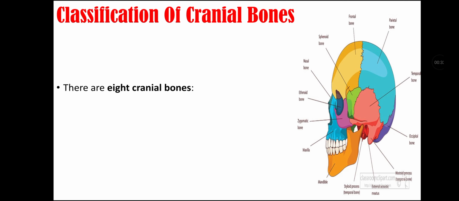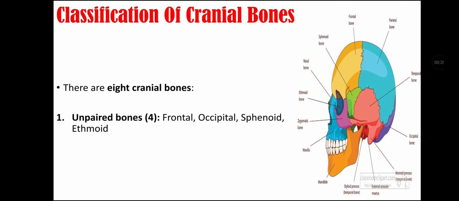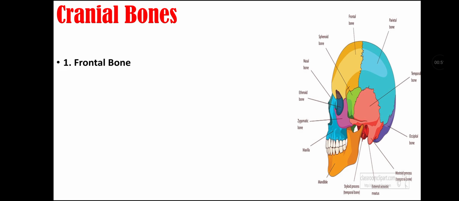Classification of cranial bone. There are 8 cranial bones, 4 of which are unpaired bones that include one frontal bone, one occipital bone, one sphenoid bone and one ethmoid bone, and 4 of which are paired bones that include 2 parietal bones and 2 temporal bones. Now let's talk about these cranial bones one by one.